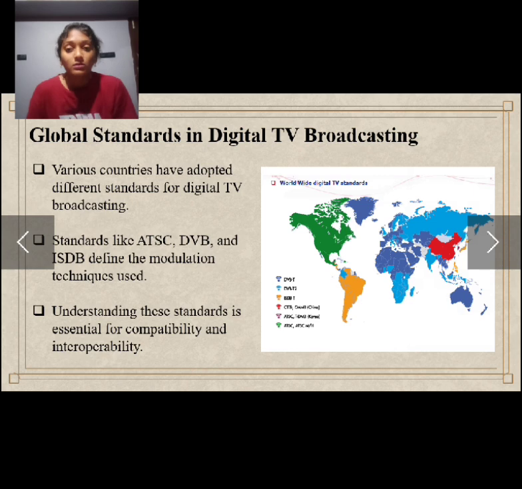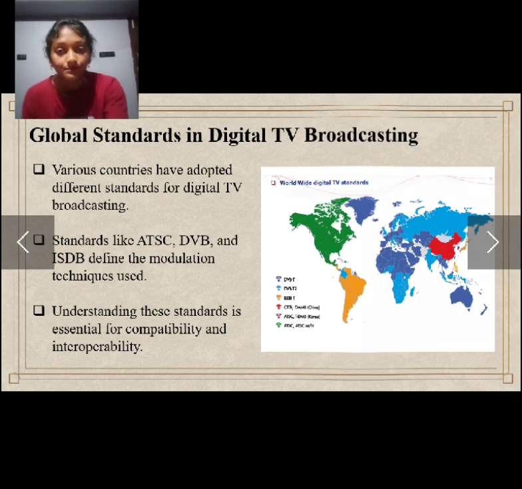The next will be global standards in digital TV broadcasting. Various countries have adopted different standards for digital TV broadcasting. Standards like ATSC, DVB, and ISDB define the modulation techniques used. Understanding these standards is essential for compatibility and interoperability.